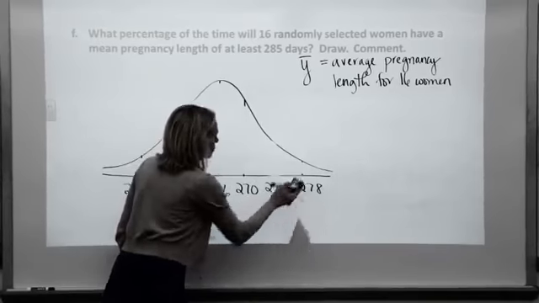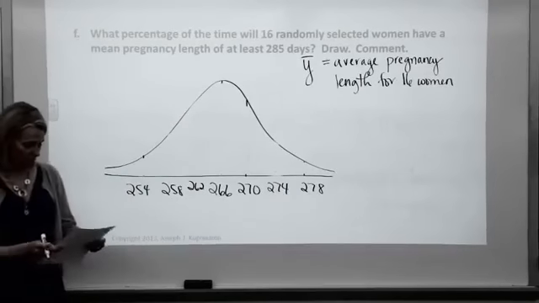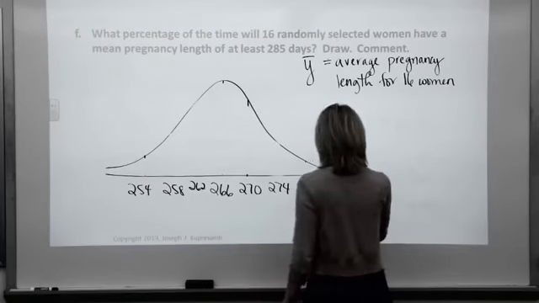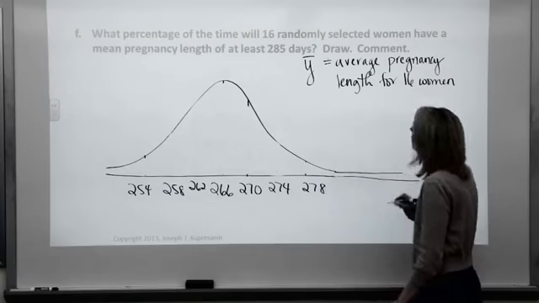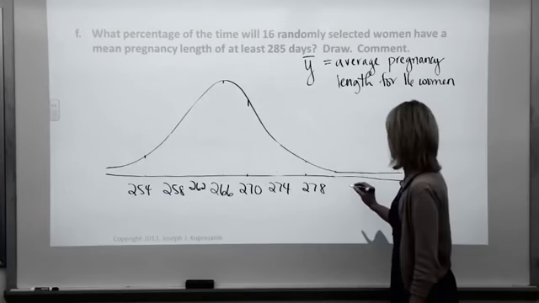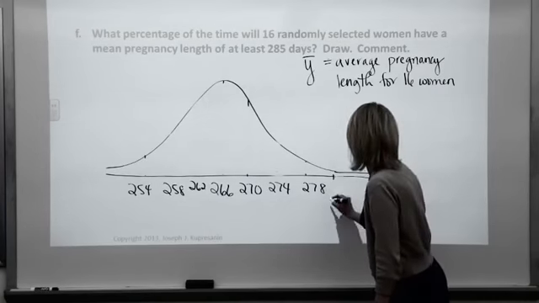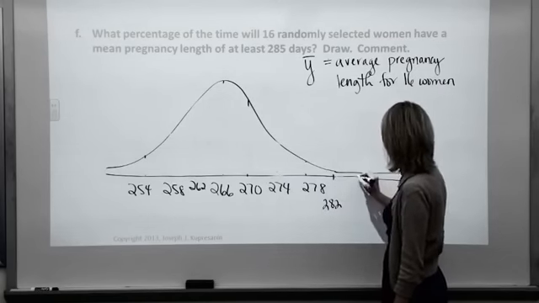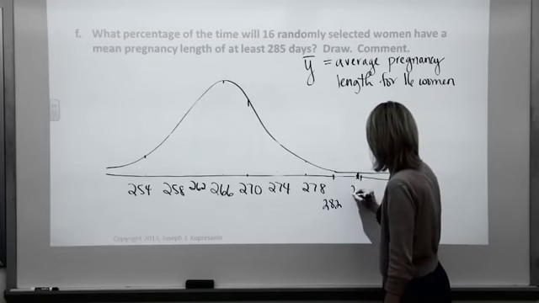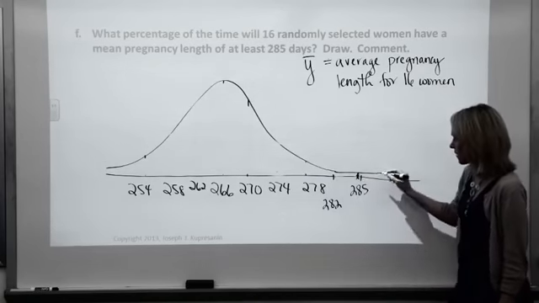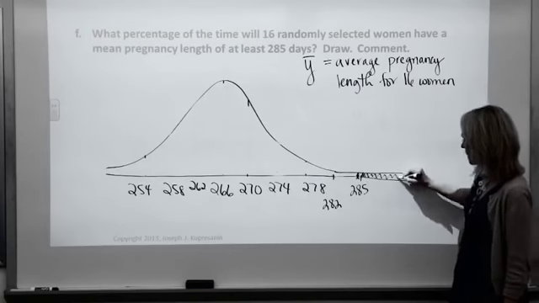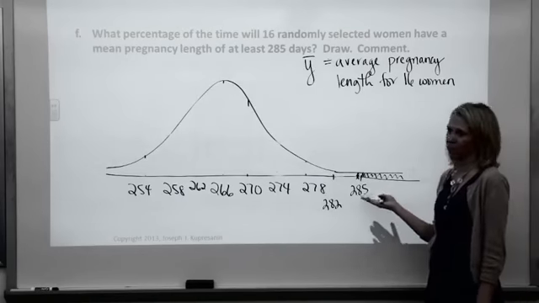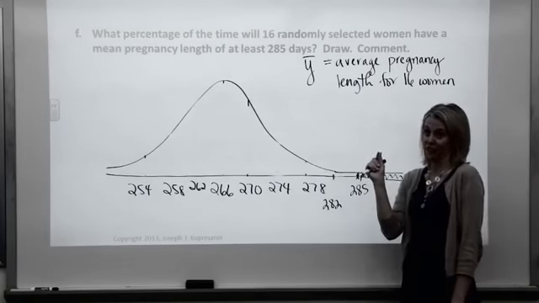This does not seem like this is going to be very likely for this to happen here. If I go up another 4, where am I? I'm at 282. If I go up another 4, I'm at 286. This is about out here, pretty far out in that tail. And we're looking here at least, meaning 285 days or longer. I can already tell just based on the picture, this is not very likely.